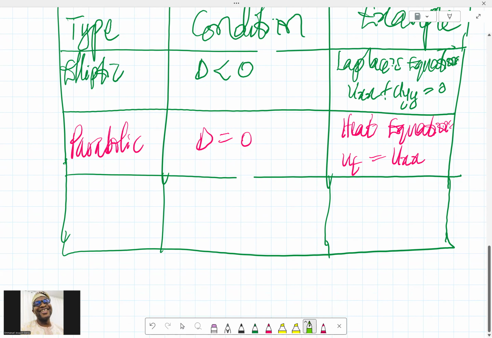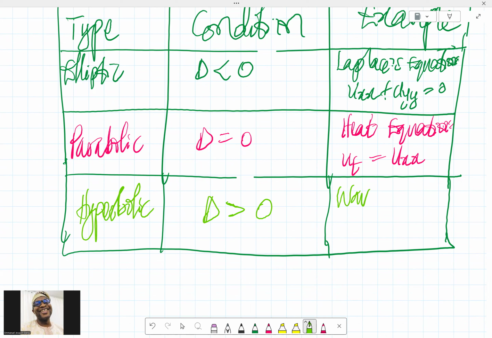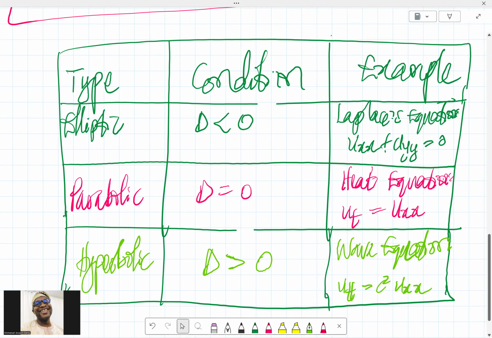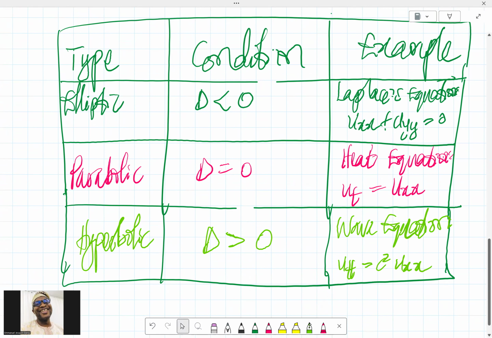And then we have hyperbolic. You have a hyperbolic partial differential equation where D is greater than 0. A very good example of that is the wave equation. For the wave equation, you have that utt, that's partial squared u partial t squared, is equal to c squared uxx. So that is hyperbolic in nature. So that's the summary of that classification.